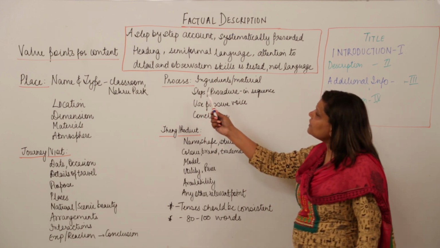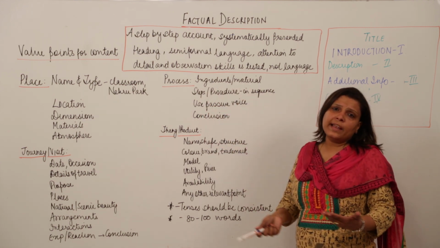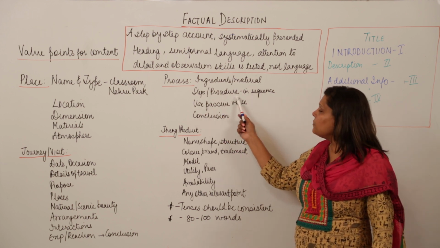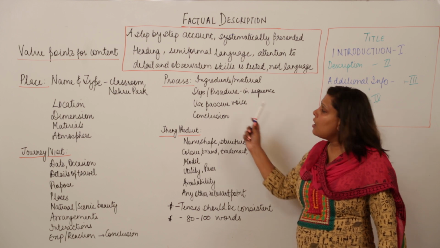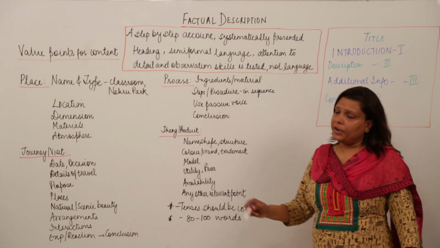Then the process is very simple. First you have to list the ingredients. Say you are telling about a recipe, you have to first list the ingredients, then the steps and the procedure in proper sequence, and you should use passive voice and conclude accordingly.